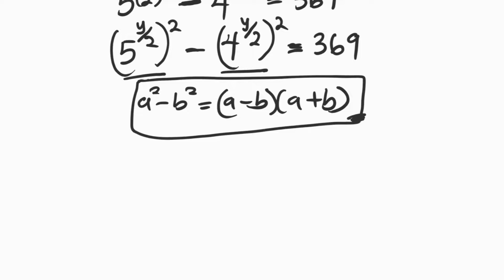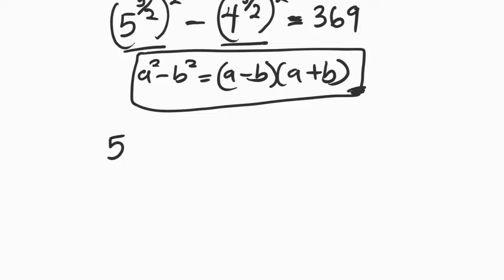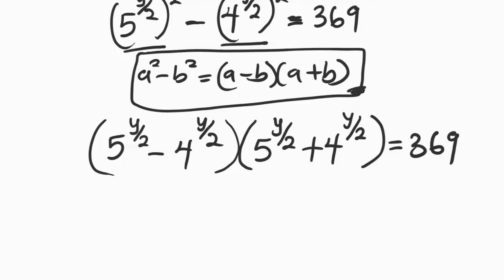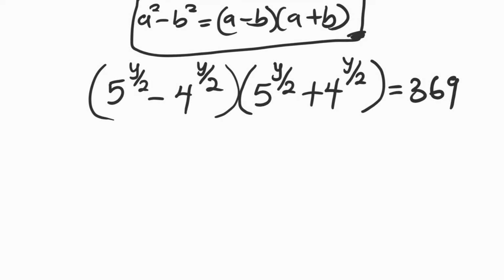Now we're going to try to rewrite the left-hand side to look like the reference formula that we have. So the left-hand side now becomes 5 raised to the power y over 2 minus 4 raised to the power y over 2, and we have 5 raised to the power y over 2 plus 4 raised to the power y over 2 equals 369. Now we need to break down 369 so that we can equate the factors to what we have on the left-hand side.